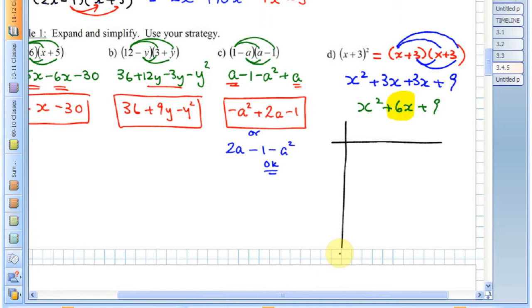Okay, how do I show x plus 3 using those algebra tiles? Anyone remember? How do I show an x? One of those rods, good. How do I show plus 3? 3 squares, good. So there's my x plus 3, right? That's one of them, and then on the other side, it's the same thing. So here we go, x plus 3. Okay? Draw this out, seriously. I want you to draw this one out.